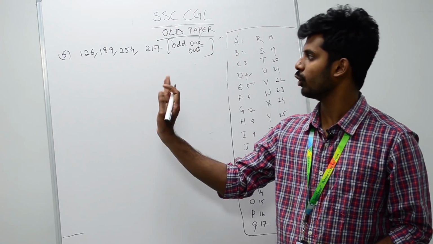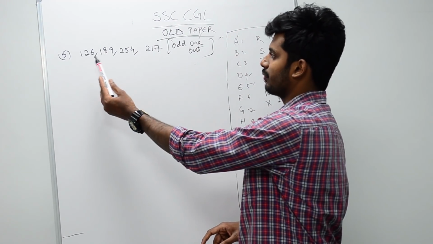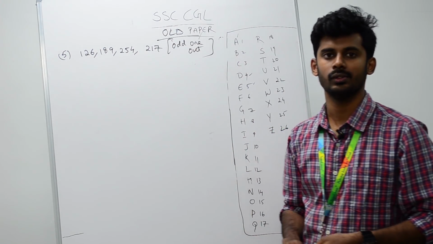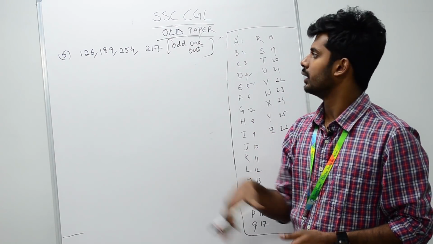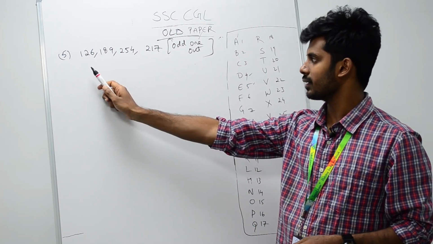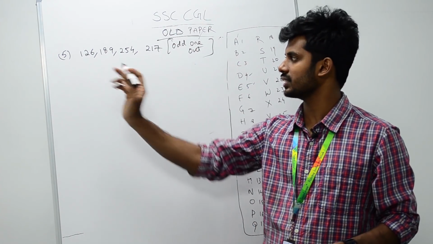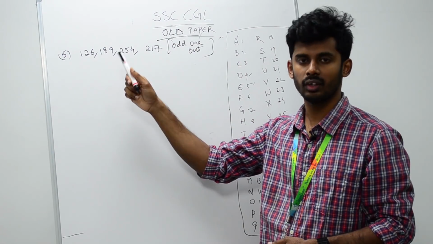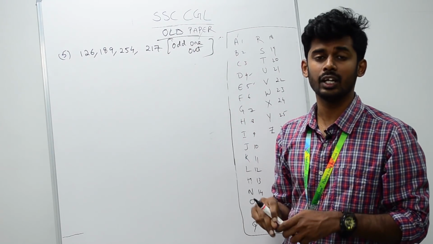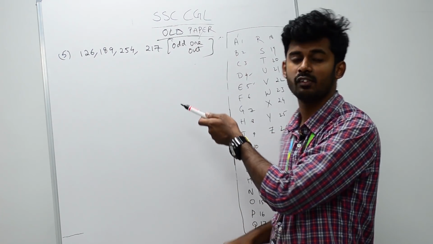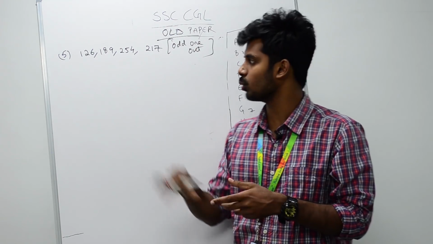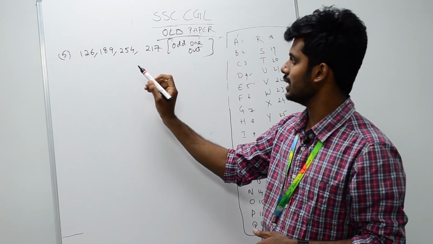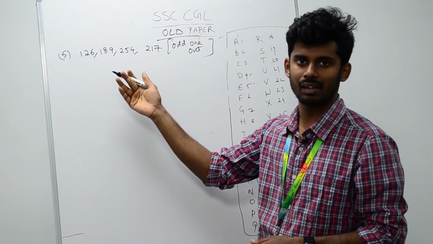So coming to the fifth question. Question is 126, 189, 254, 217, and they are asking us to find the odd one out. So probably when people are seeing these numbers, they will try to first figure out the common difference. But no, when you are getting this kind of question, just try to first observe whether it is divisible by 3 or 7. Why? Because most of these questions will be having that strategy. So just see 3 or 7. I am just taking 7 now.